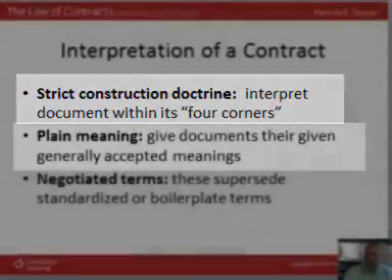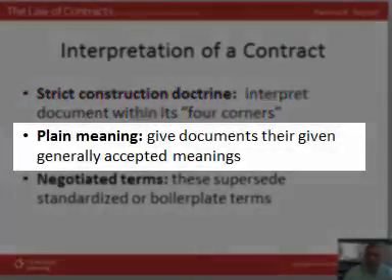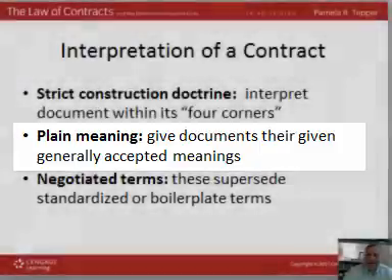And when they do that, sometimes they use what's called plain meaning. Instead of looking to what the parties thought words might mean, they're going to give words in the documents, or the documents themselves, generally accepted meanings for those words.